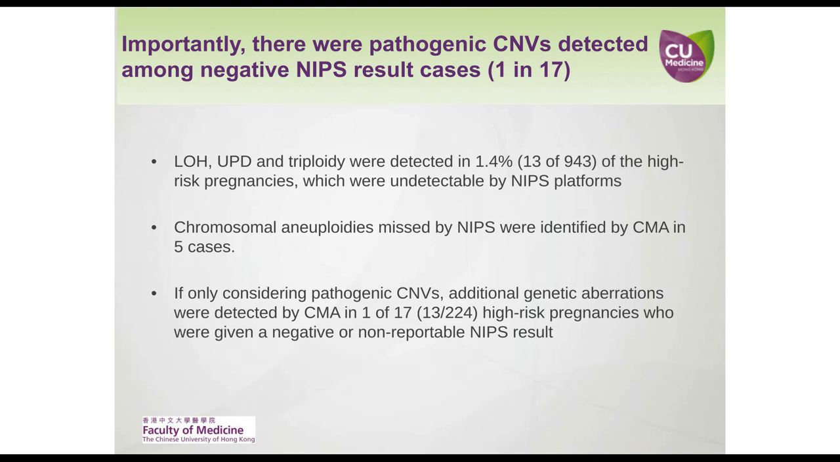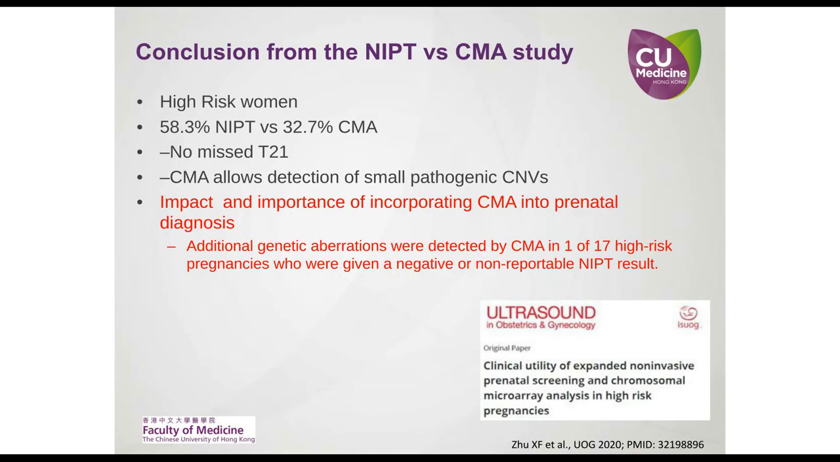So what this shows is that when we compare the application of NIPT versus microarray in prenatal diagnosis among high-risk women, although NIPT can have a high positive rate, in fact most of them are false positives. If we are only talking about trisomy 21, it is good because we don't miss anything. But CMA allows detection of small pathogenic copy number variants, which are very important for prenatal diagnosis, just like what I demonstrated here. For those of you interested in this work, you're most welcome to look into the paper from UOG. So this is all for pathogenic copy number variants.